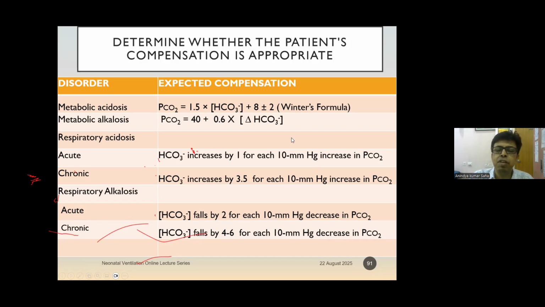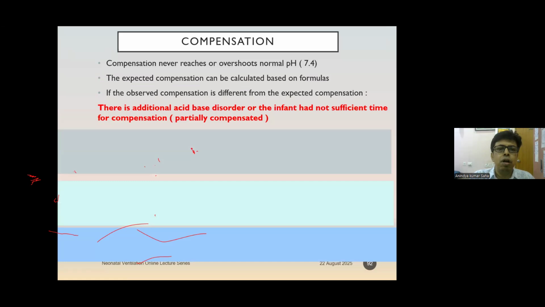You have to keep this in your hand, or as a signage on the wall of the NICU, so you can do the calculation after getting each ABG report. We have to remember compensation never reaches or overshoots the normal pH. In most cases compensation is partial or near total, so it is not full compensation. If the compensation is different from the expected compensation, it is either partially compensated or there is an additional acid-base disorder.